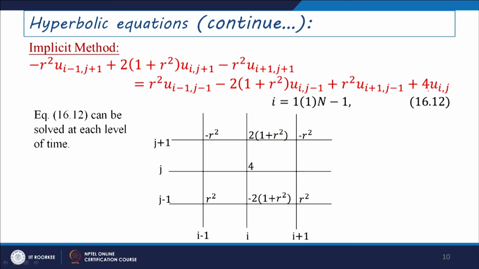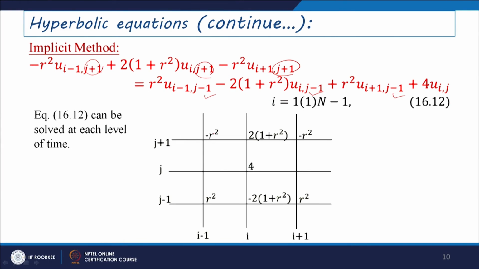Especially if you see here, the j plus 1 coefficients, all these terms we have kept on the left hand side, since these terms are unknown to us. And the i minus 1, j minus 1, and j minus 1 values are all at the previous time step, calculated values. So that is why we keep these things on the right hand side.